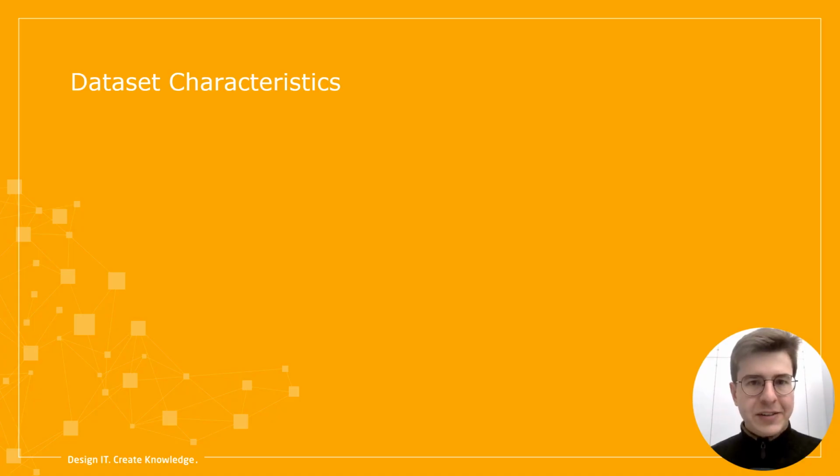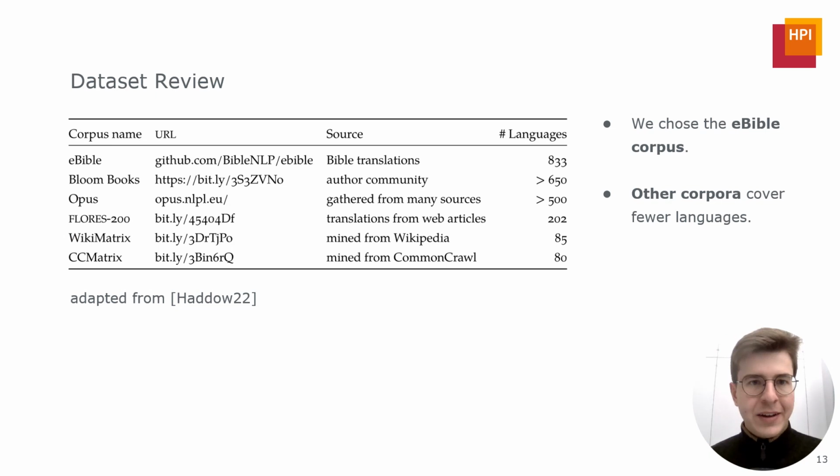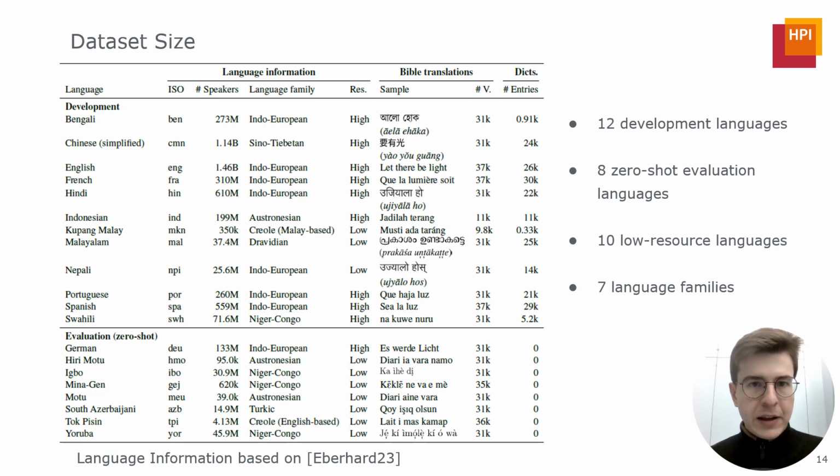How does our dataset look like? This is a summary of 6 large and useful public parallel corpora. We chose the eval corpus, which covers 833 languages, the highest number we found. We selected 20 languages with Bible translations. It contains 12 development and 8 zero-shot evaluation languages.